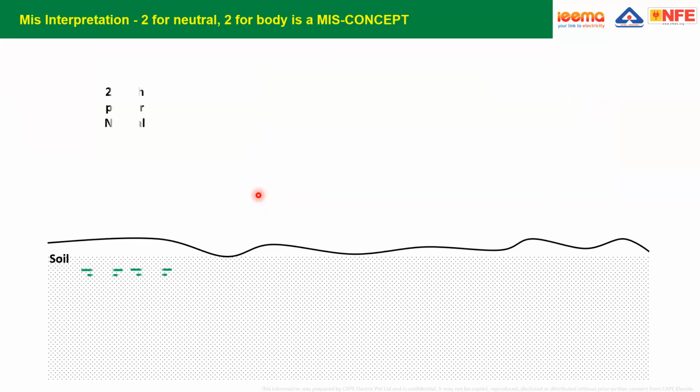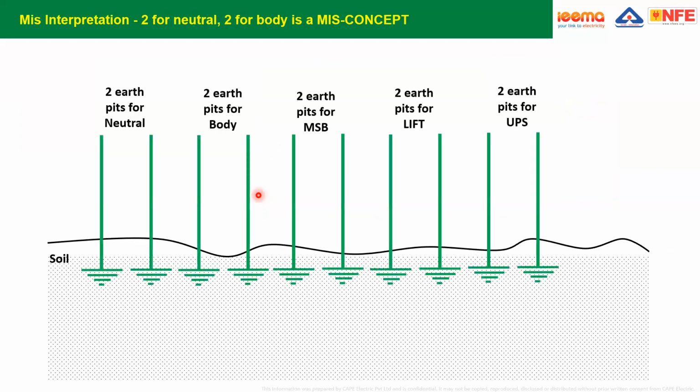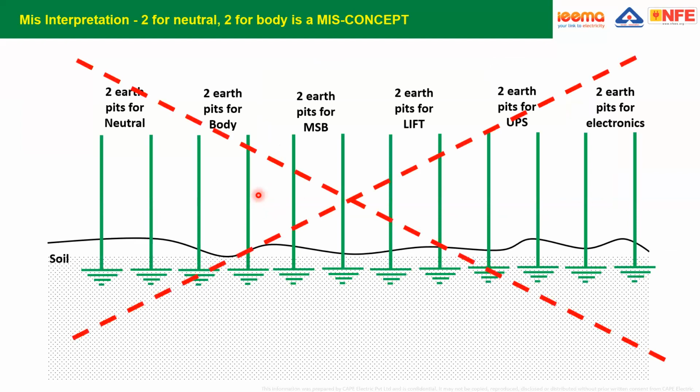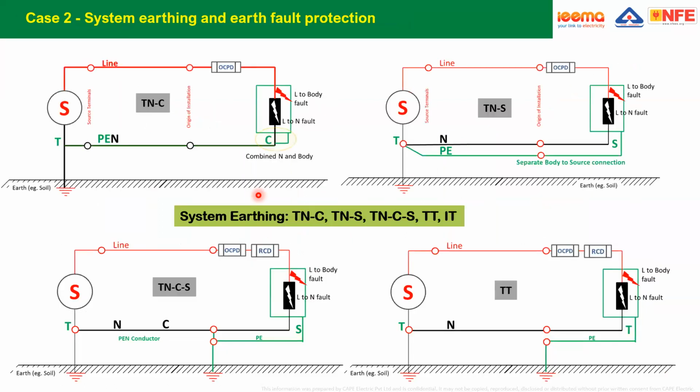Now, what this means is that the system followed at the moment in most industrial premises, residential, commercial and multi-storied buildings has 2 pits for neutral, 2 for body, 2 for main distribution board, 2 for lift, 2 for UPS, 2 for electronics. These should be removed. The reason for electrical accidents and unreliability in the electrical installation is these kinds of separate earthing. It's totally wrong. We have to find out the correct system earthing and do it.